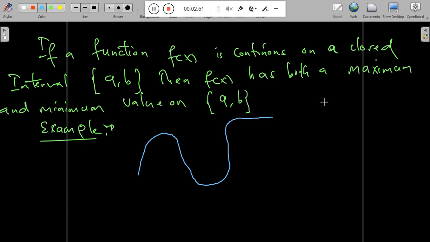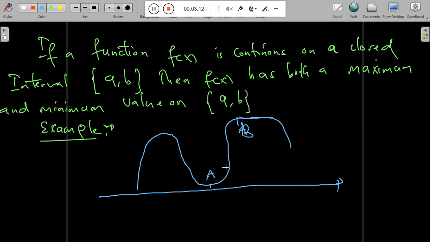If you try to sketch the graph, the upper bound where the graph is going upward represents the corner point for the absolute maximum value, that is point B, and point A represents the lower bound, which is the absolute minimum value of the function.